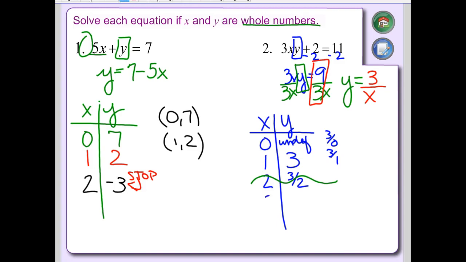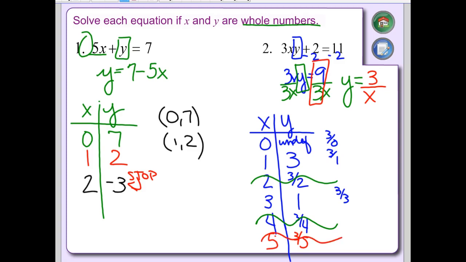Let's plug in a 3. All right, if I plug in a 3, we're going to get 3 over 3. Well, 3 over 3 is 1. That's a whole number. Let's plug in a 4 and see what happens. Well, if I plug in a 4, we've got 3 over 4. Well, that's a fraction. We're going to have to reject that one. How about if I plug in a 5? Okay, if I plug in a 5, what do we get? 3/5. Okay, going to reject that one.